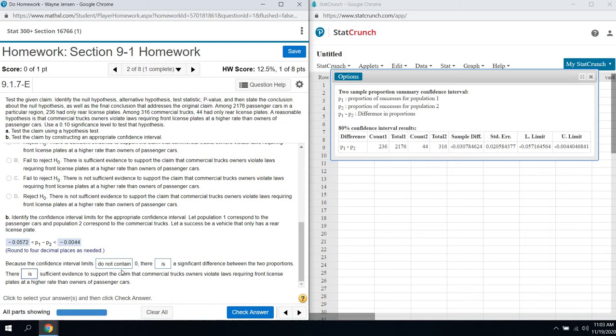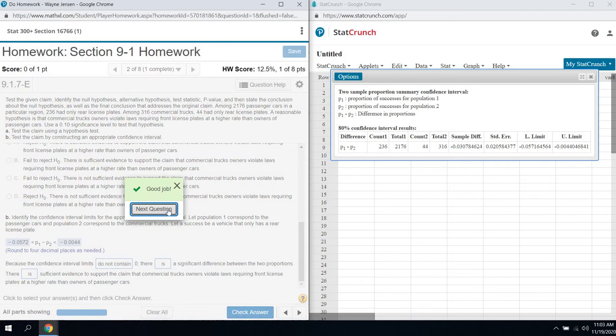So as you practice this, it's going to be the same. And it's the same in the earlier videos too and in the book. So you're looking to see if your confidence interval contains 0. If it does not, then there is a difference between the two proportions. And then there is sufficient evidence to support the claim. And we're going to check our answer, and it's going to say great.